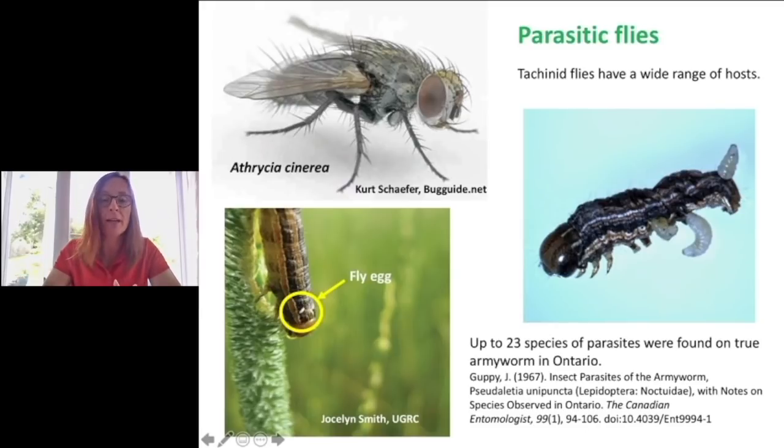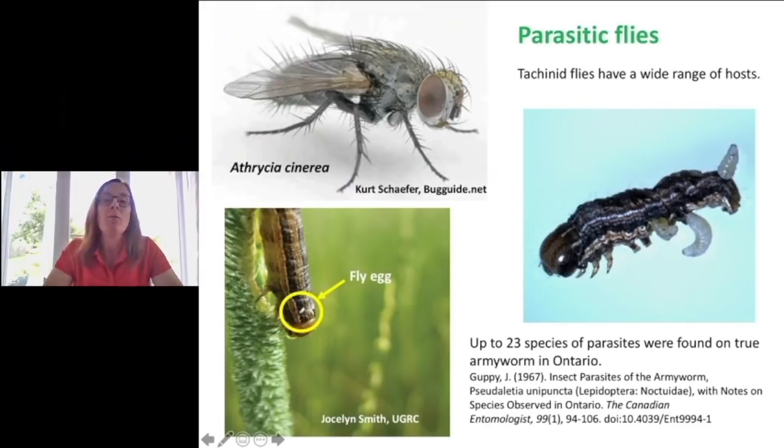Of them, one of the main ones is a tachinid fly. The fly lays its eggs close to the head of the larva. The fly larva hatch out of that egg and mine into the armyworm and slowly eat their way out. So obviously the armyworm doesn't do very well after that.